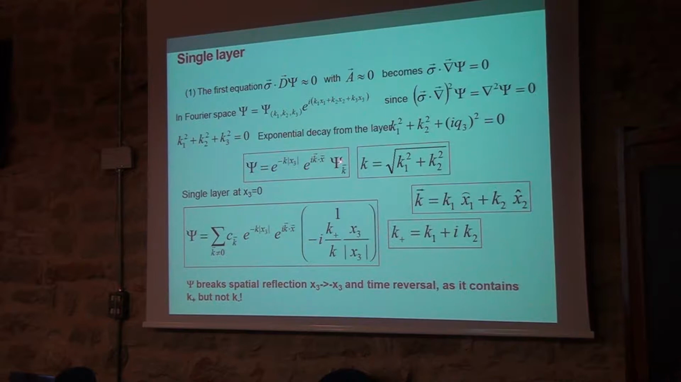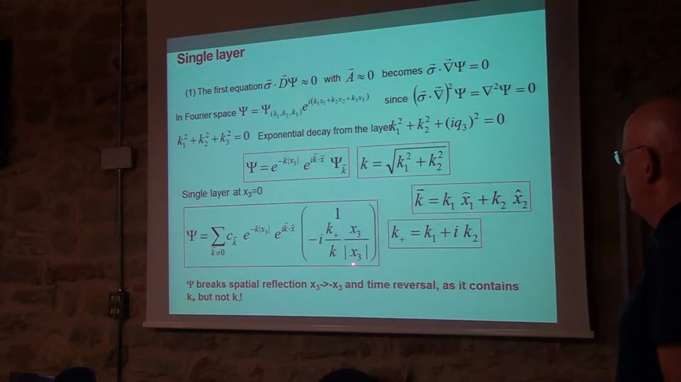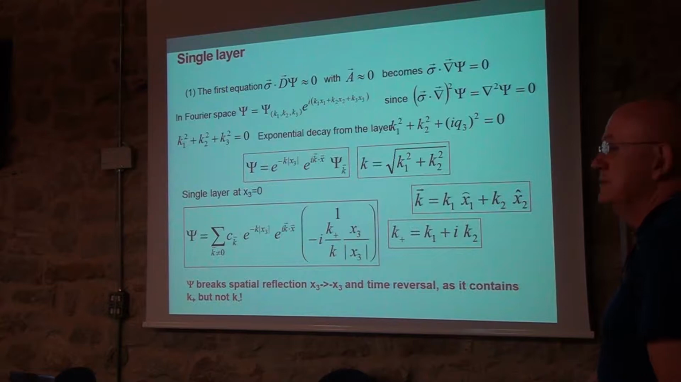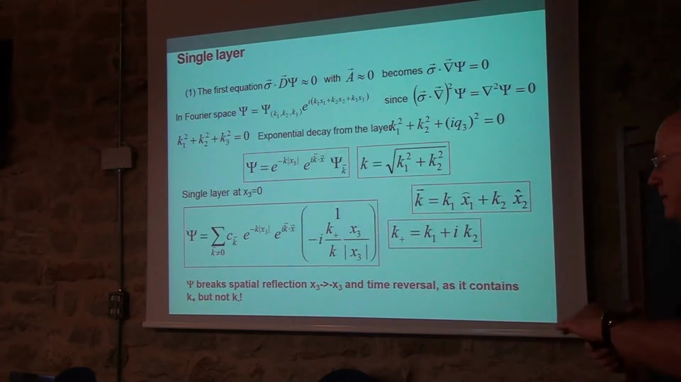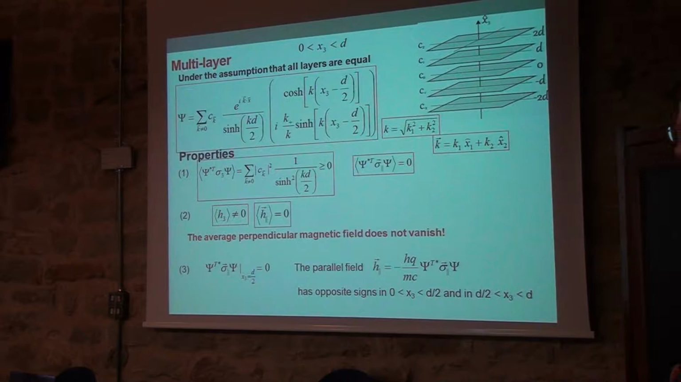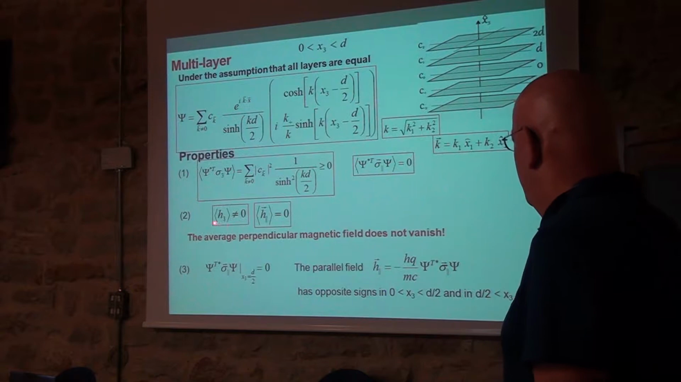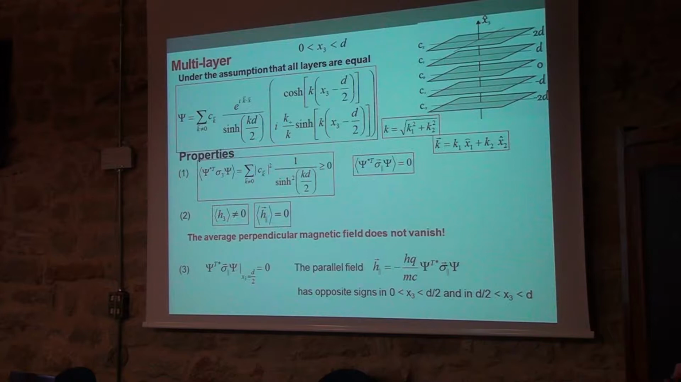And if you work out the details, for the other component, you get that. And interestingly, you get here k plus, but not k minus, which means that really time reversal symmetry is being violated. And you get this x3 over modulus of x3, which means that this solution does not apply for the layer itself. So this is some kind of solution that breaks the space into two parts. Then you can go on and work out a multi-layer solution, and it's very interesting to notice that some expectation values along the perpendicular to the layers are not zero.